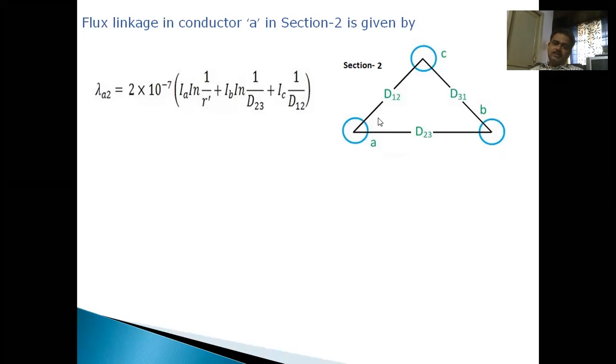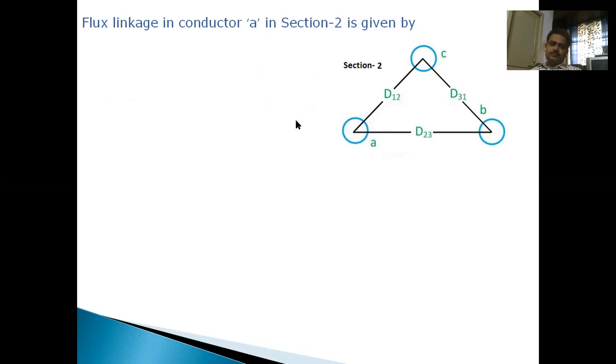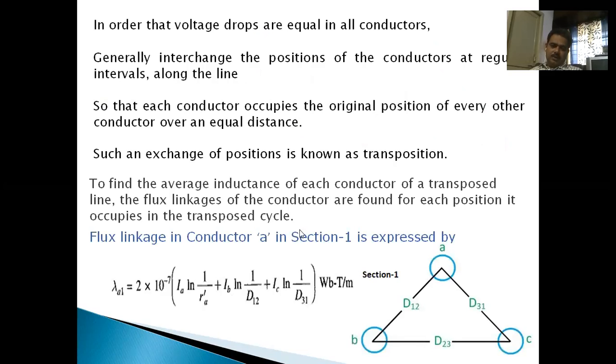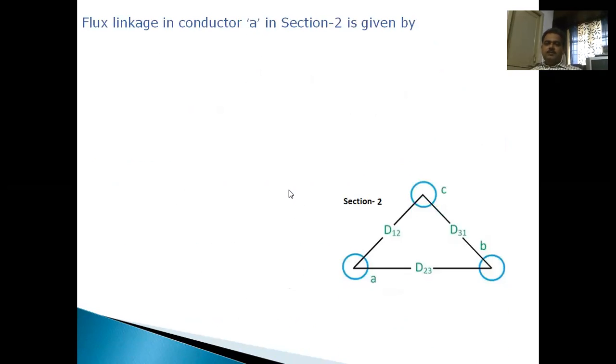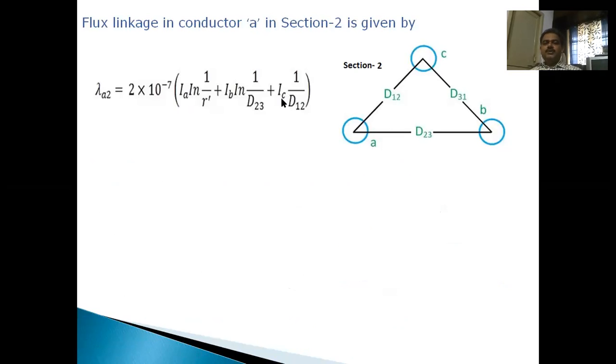So due to conductor C, the flux linkage, if we consider these two, is equal to IC ln 1 by D12. Is it clear? In the previous equation ln is there, here ln is missing. So kindly note this one, IC ln 1 by D12. Okay, is it clear?